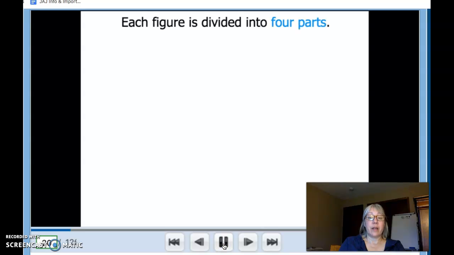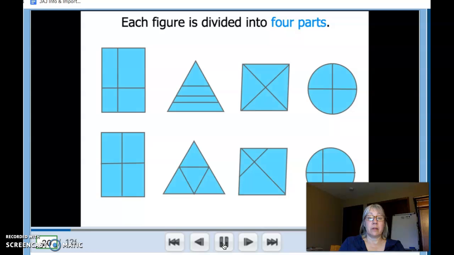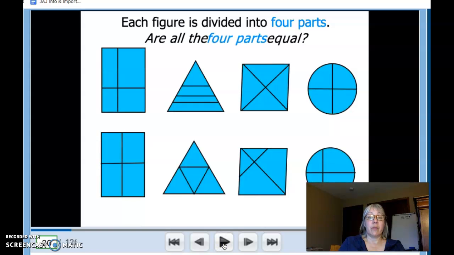Each figure is divided into four parts. Are all the four parts equal? That first one is no. Yes. No. Yes. Yes. No. Yes. And no.